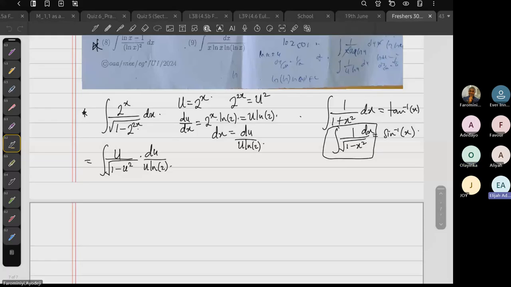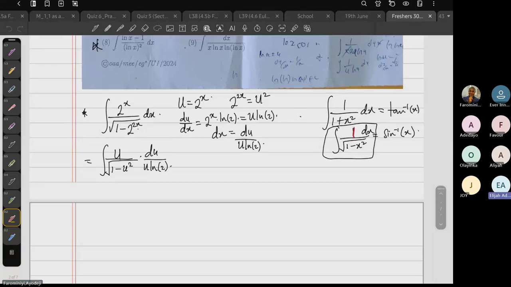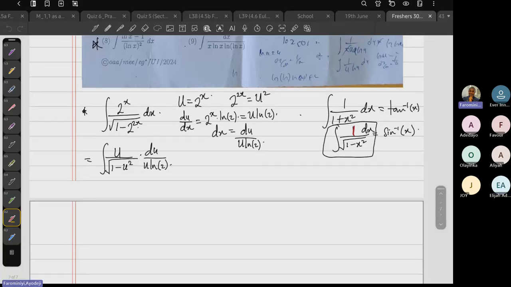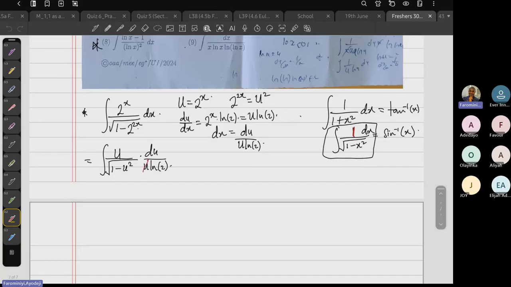U over square root of 1 minus U squared is arc tan of U, arc sine of U? Tan inverse of U? No. It is not U over that. It is 1 over square root of that. That is arc sine. Yes. Sorry, sir, but you are along the line, because the next thing I would have expected you to say is that U cancels U.